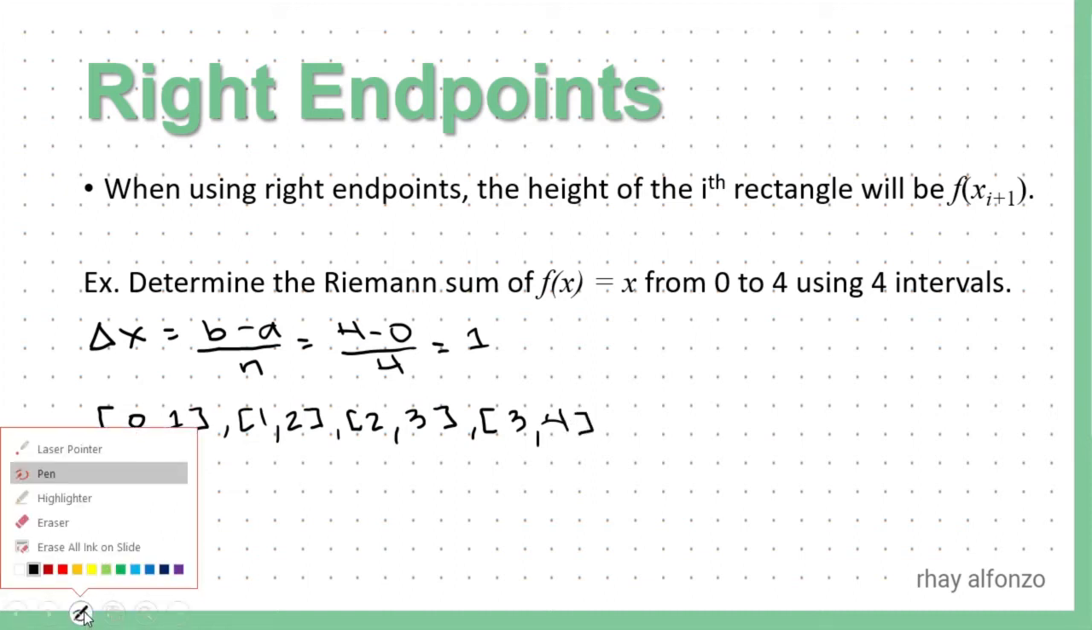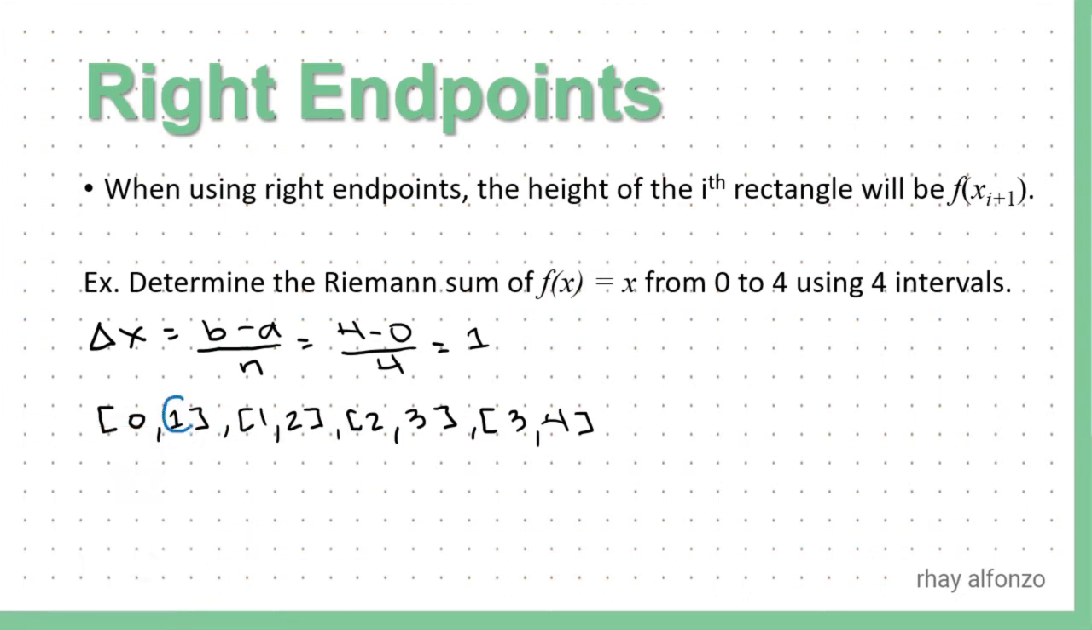But this time, instead of using left endpoints, we're going to use right endpoints. So our right endpoints in our subintervals are 1, 2, 3, and 4. So now let's write the formula or the summation or the sigma notation for the Riemann sum, which is the summation of f of x times delta x from i is equal to 1 to n, which is equal to 4.